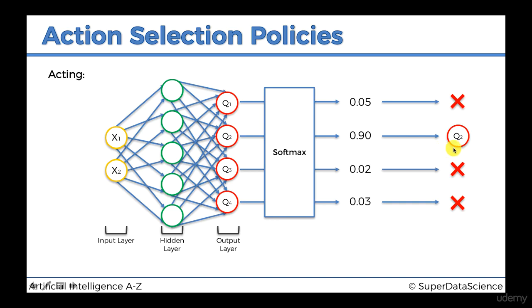So even though here we've got Q2, nobody is to say that sometimes, 5% of the time to be more precise, we'll be selecting Q1 as the action to take. Sometimes we'll be taking action 3, 2% of the time, and action 4 about 3% of the time. So every action has a chance to play in this process as long as we have enough iterations.